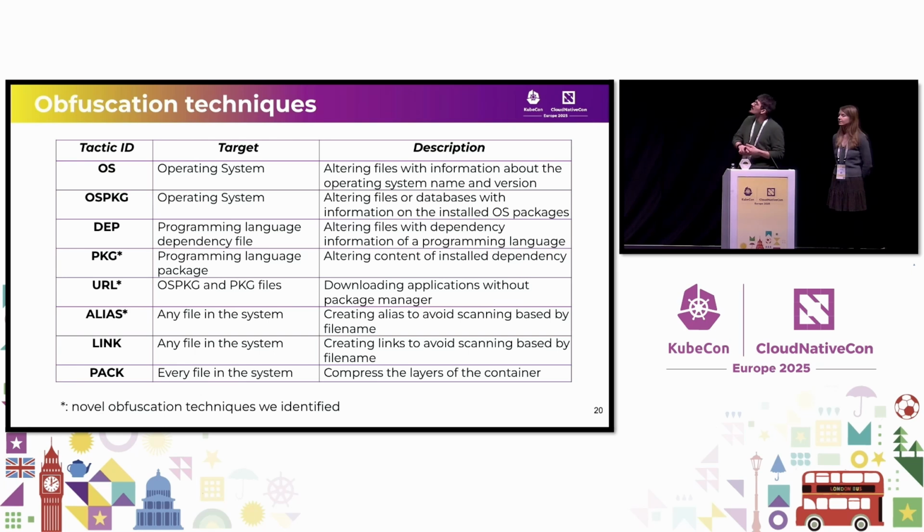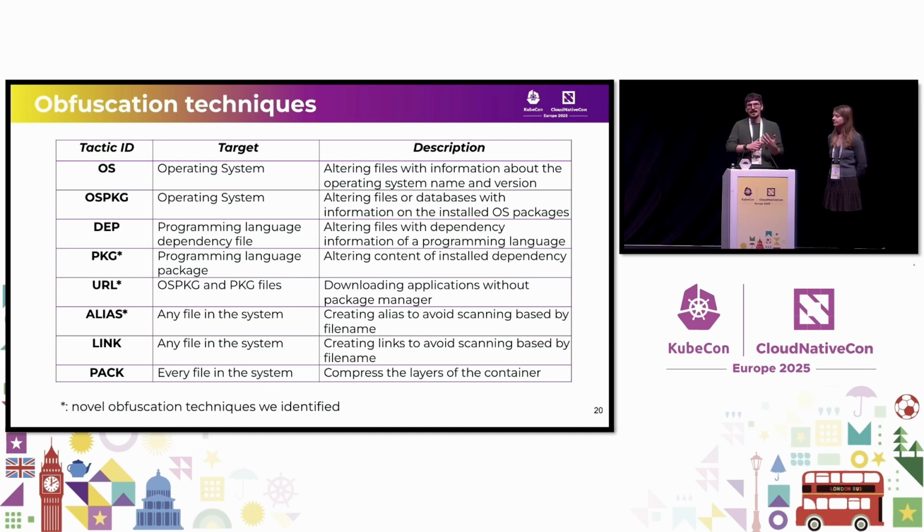So first tactic is the OS obfuscation, meaning that users can delete, modify, or somehow alter the content of the files containing operating system information. Then we have OS package information, where basically users alter the content of the databases or files that contain information on the installed dependencies. Similarly, we have dependency obfuscation. This time we talk about programming language dependency files. Let's say requirements.txt for Python or package.json for Node.js.